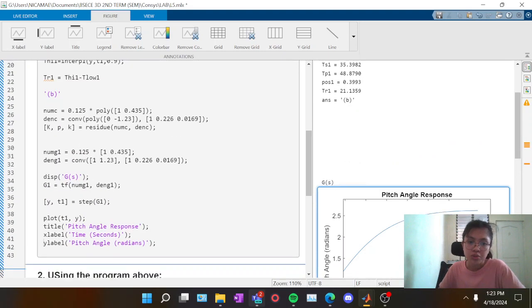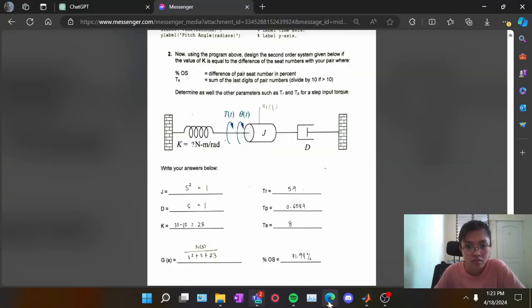For number 2, we are asked to use the program in number 1 to design a second order system, given that the value of k is equal to the difference of seat numbers with your pair. My pair is number 10 and I am at 33, so our k is equal to 23. So solving this, the transfer function is s squared, s, and 23.